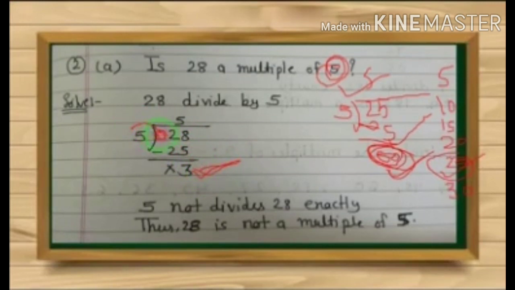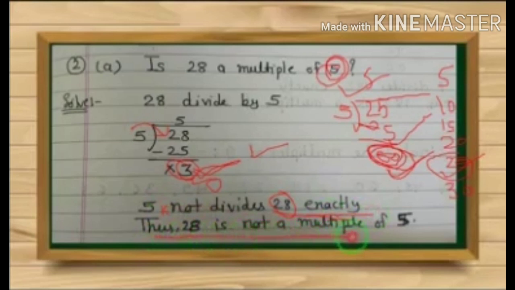Okay, so here we divide 28 by 5. We get quotient 5 and remainder 3. Okay, so here the remainder is not 0. If the remainder is 0, then we say that the given number is a multiple of that number. So here the remainder is 3. So we say that 5 does not divide 28 exactly.